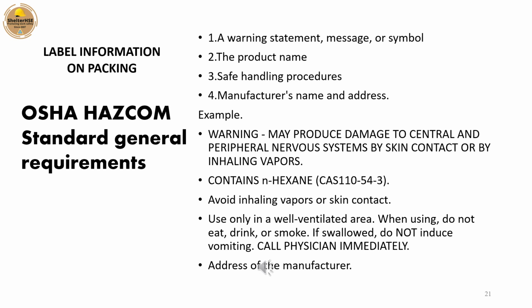Example. Warning, may produce damage to central and peripheral nervous systems by skin contact or by inhaling vapors. Contains N-hexane, CAS 110-54-3. Avoid inhaling vapors or skin contact. Use only in a well-ventilated area. When using, do not eat, drink, or smoke. If swallowed, do not induce vomiting. Call physician immediately. Address of the manufacturer.